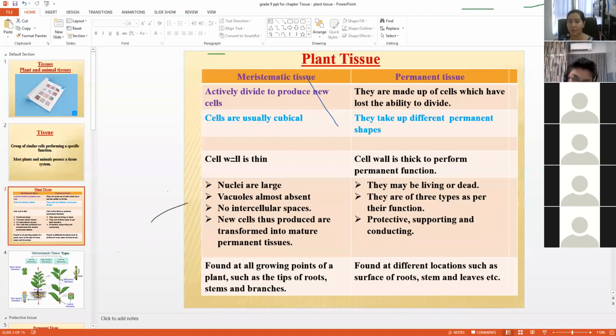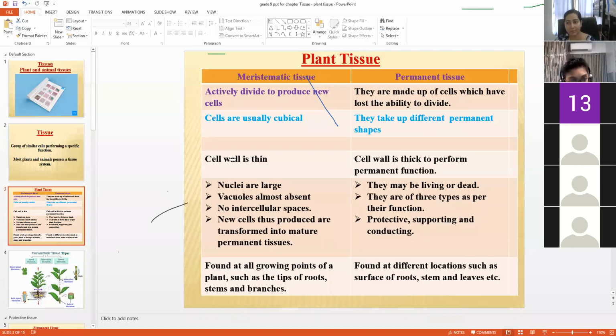As compared to that, in a permanent tissue, there are cells which have finished the process of dividing and now they have attained a different function. They are doing some very important function for the plants. That means they will either protect the plant, support the plant, or do the conducting functions of the plant. When I say conducting, it means conduction of food and water throughout the plant.